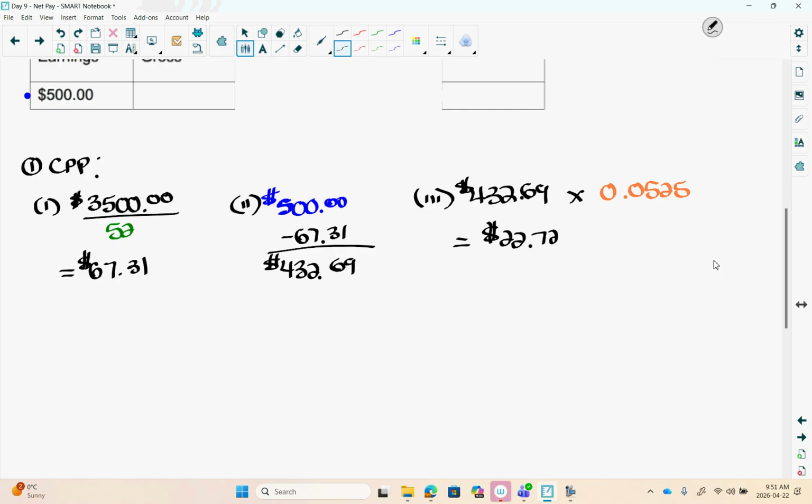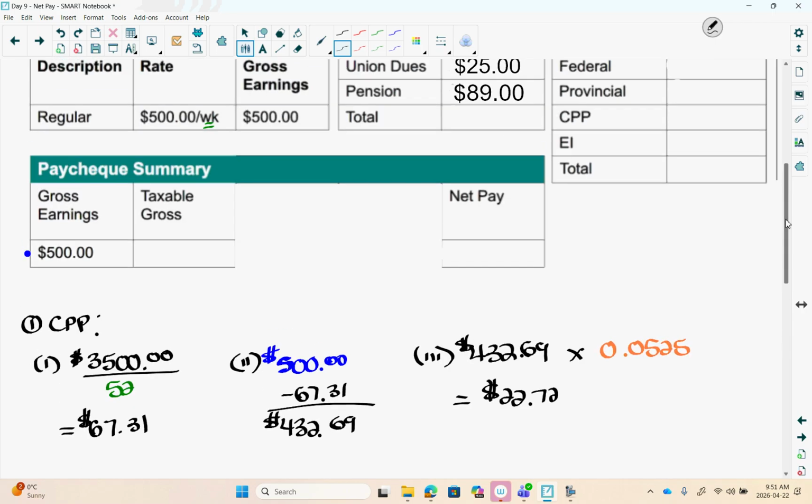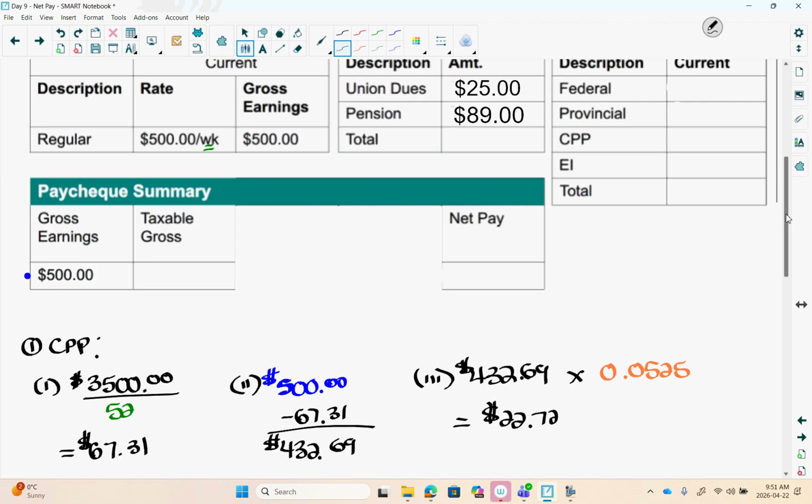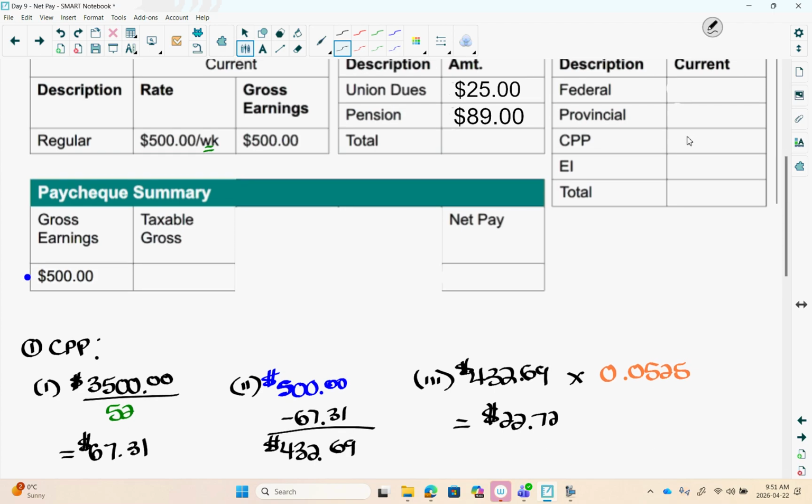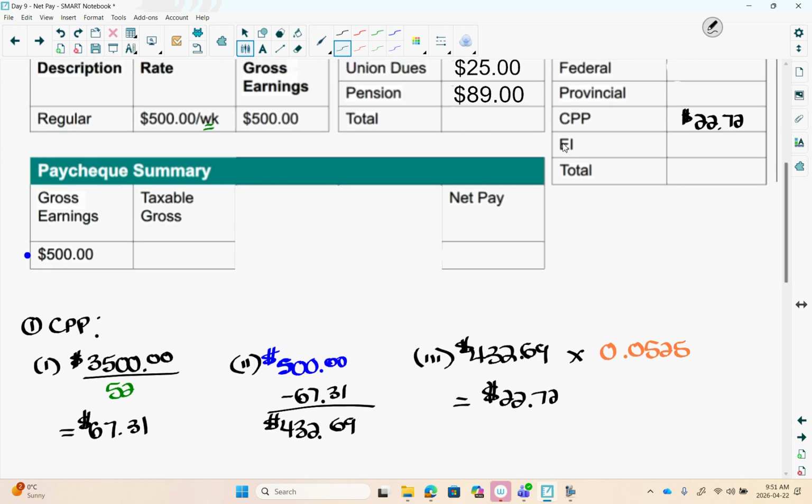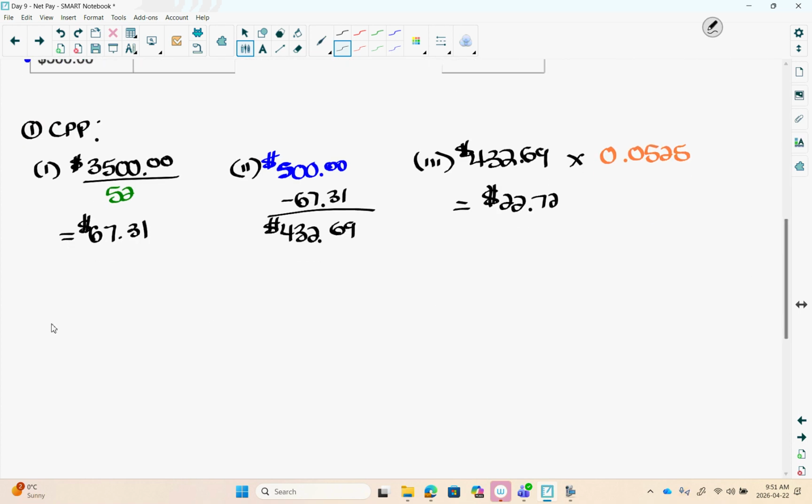And where do I put that number, 22.72? In which box on the pay stub? Next to the CPP, $22.72. The next thing I'm going to find is the employment insurance contribution.